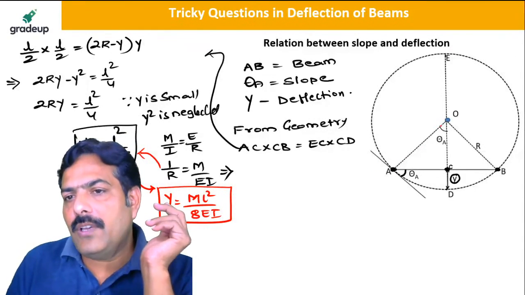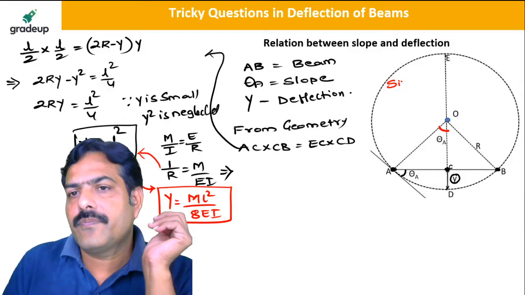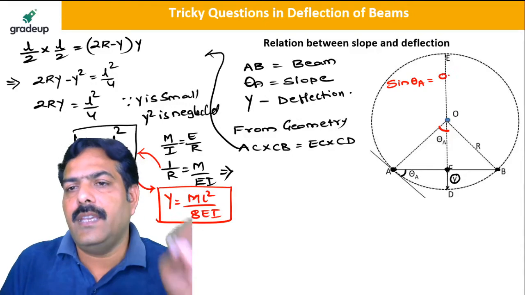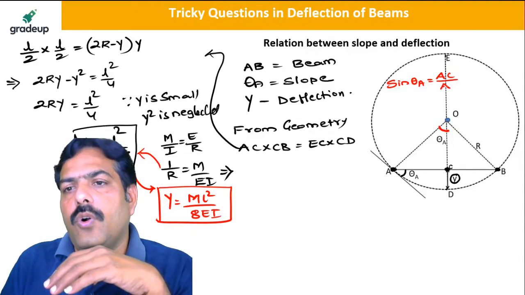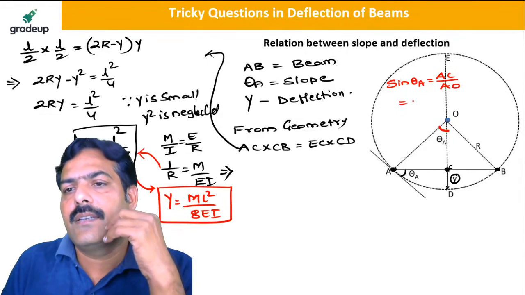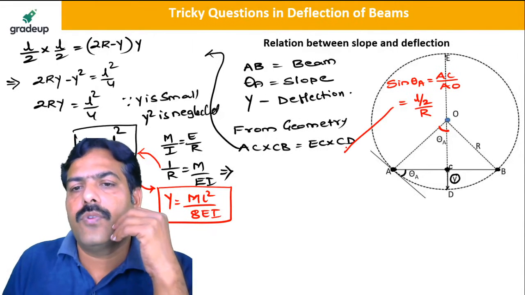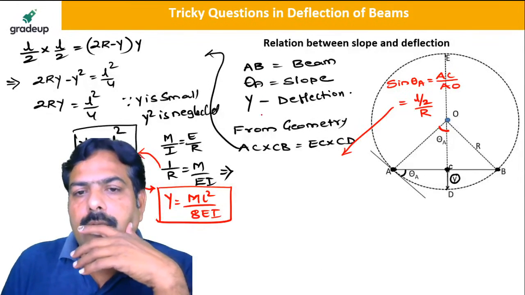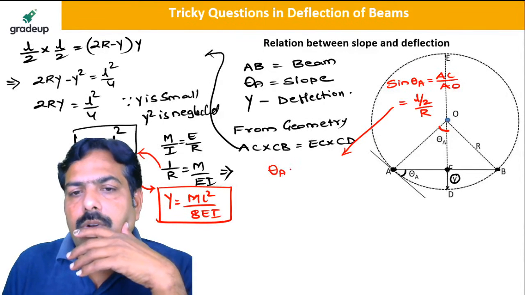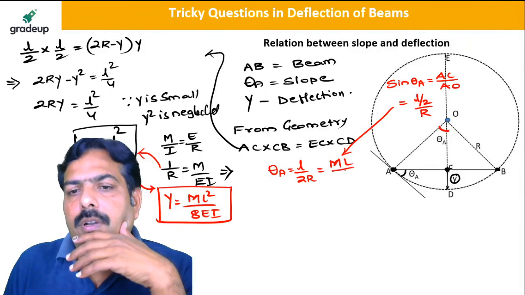And when I take the slope value, this is theta A. What is the value of sine of theta A? Sine of theta A is equal to the opposite side AC upon AO, which can be written as AC is L by 2 upon R, right? So from this I can say that theta A is equal to L upon 2R, which can be written as ML upon 2EI.